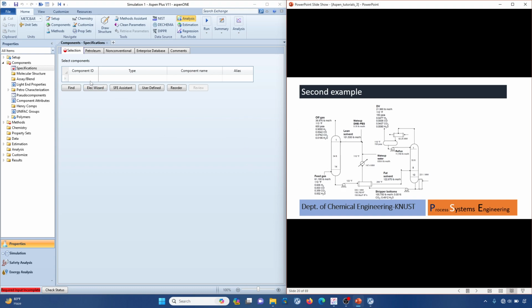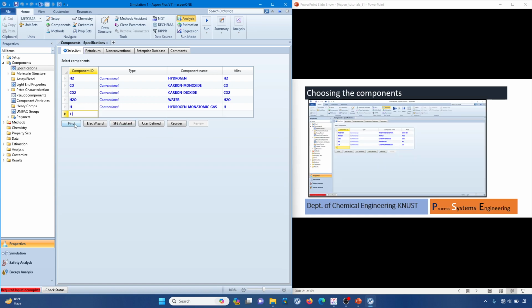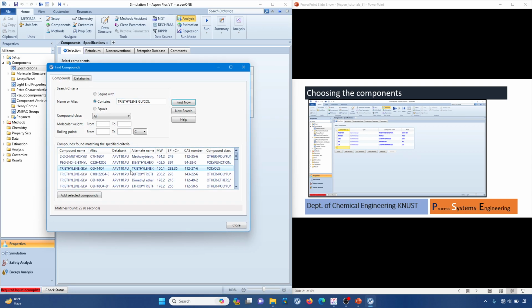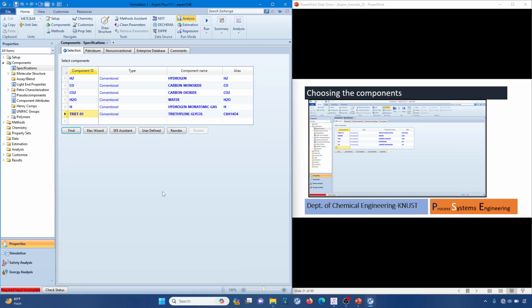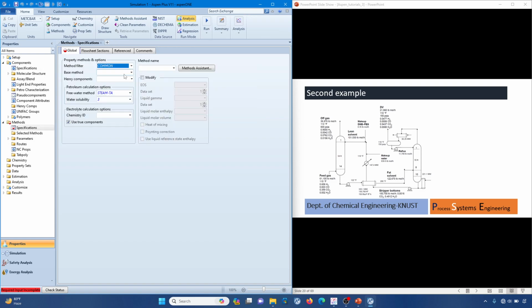Our feed gas consists of hydrogen, CO2, water, and there should be triethylene glycol as well, so we add that. Specify the property method. Choose to use Peng-Robinson. And quickly we can move to specify a flow sheet.